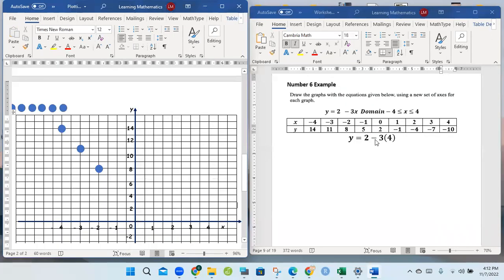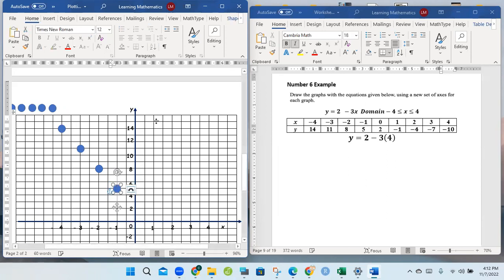The next point is -1 on the x and 5 on the y. 5 is between 4 and 6. All right, that's number 5. We are plotting the points now.